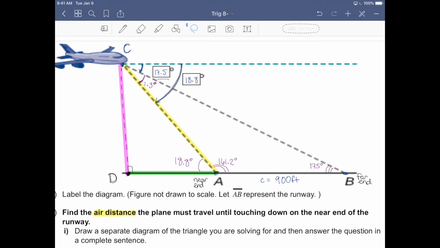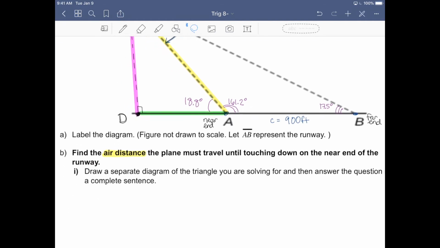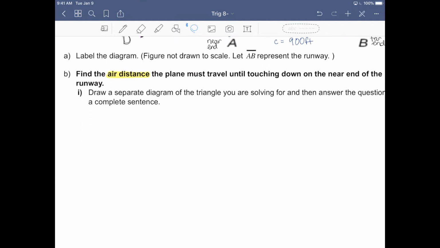So part B says find the air distance the plane must travel until touching down on the near end of the runway. So my hint to you is to draw a separate diagram of this triangle that you're trying to solve for. There's a lot of information in this diagram of the airplane, so simplifying what you see can help you figure out what you need to use. I don't have enough information for all of these triangles, but the one triangle I do have enough information for is triangle ABC. So I'm going to redraw that. And since triangle ABC contains the air distance that I'm looking for, that's quite desirable to use.